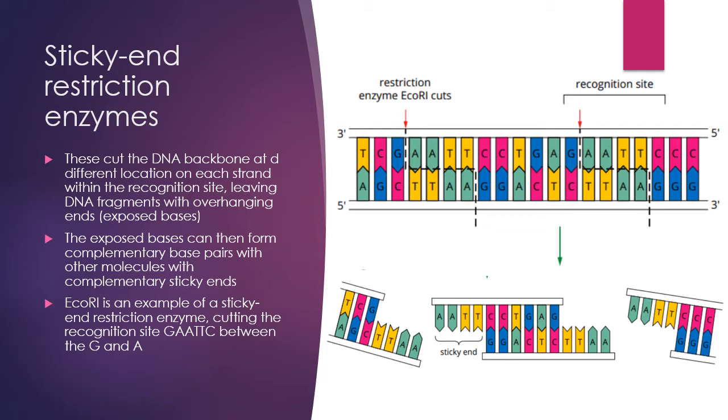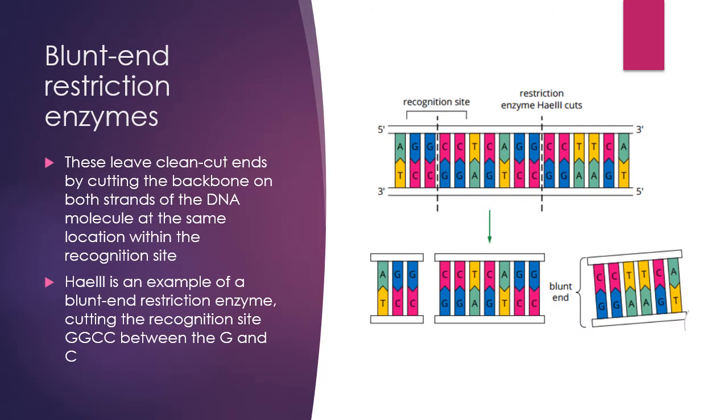differently on each strand. Okay, a blunt end restriction enzyme is going to cut DNA directly across the molecule cleanly, so it doesn't leave any overhanging strands. And then we've got that restriction enzyme HaeIII, or however it's said, and it cuts between the recognition site GGCC, right between the G and the C. So you can see in the image, it's a bit more straightforward. It just cuts right between a GGCC and leaves a blunt end.